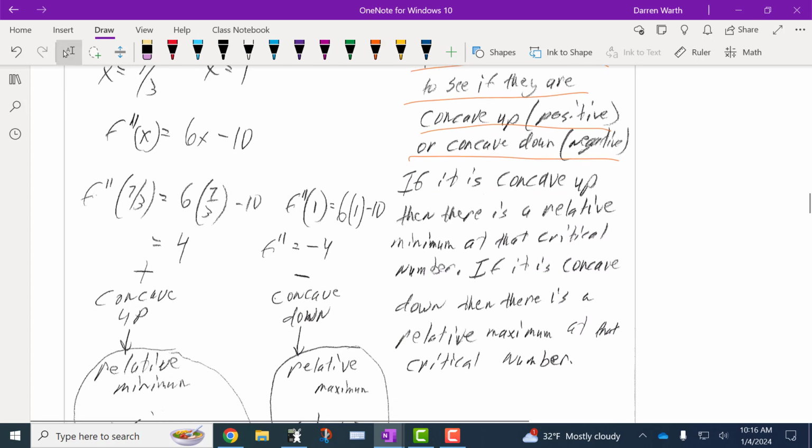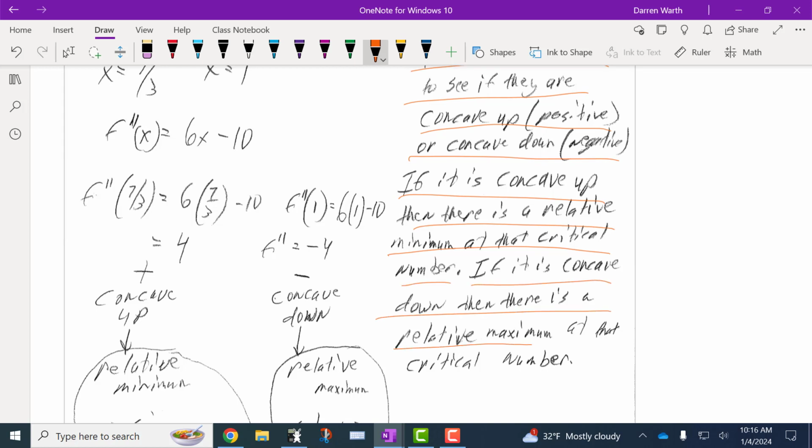And then remember, if it is concave up, then there is a relative minimum at that critical number. If it is concave down, then there's a relative maximum at that critical number.